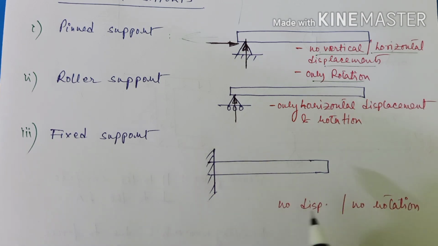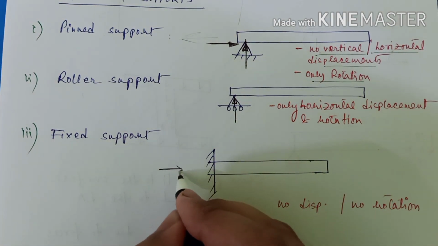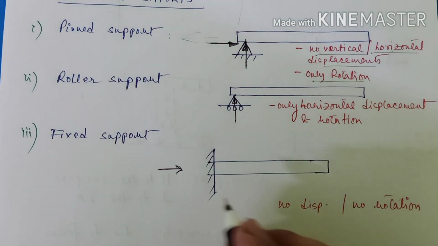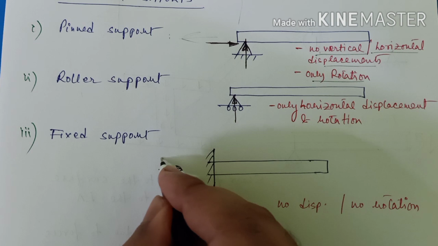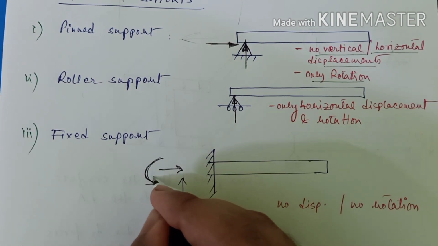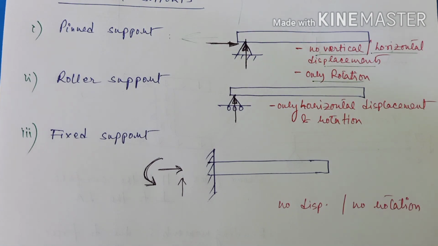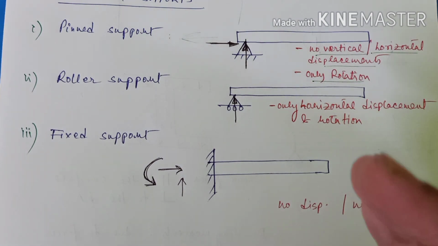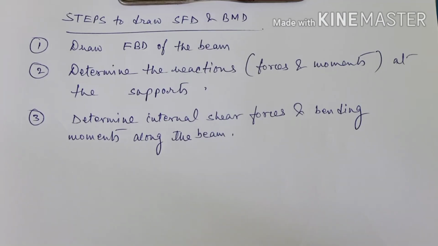The next kind of support is fixed support. We will have no displacement and no rotation. So we will have three kinds of reactions: one in the horizontal direction, one in the vertical direction, and one is the reacting moment, right? So these are the reactions which will act on these three kinds of supports.